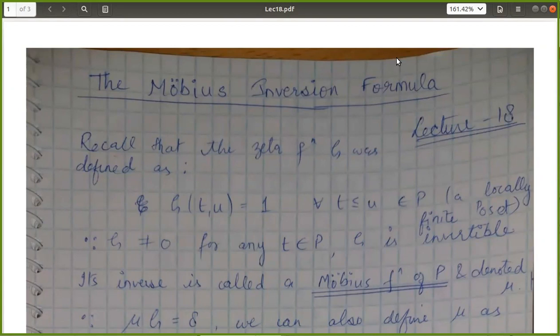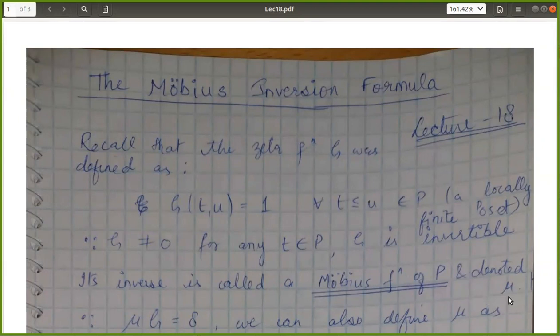So that was the setup we were working in. And since zeta was non-zero for any value, we also saw that zeta is invertible, by that proposition which we saw in the last lecture, where we had an equivalence of 2-3 statements. So its inverse is exactly the function which we call the Mobius function of that particular poset, and we denote this by mu.